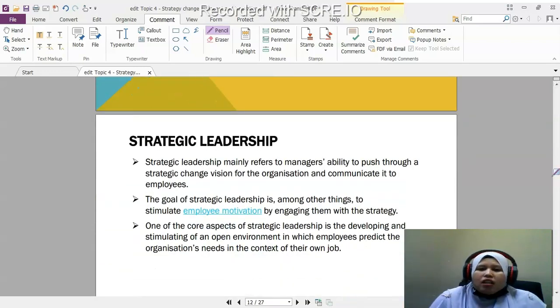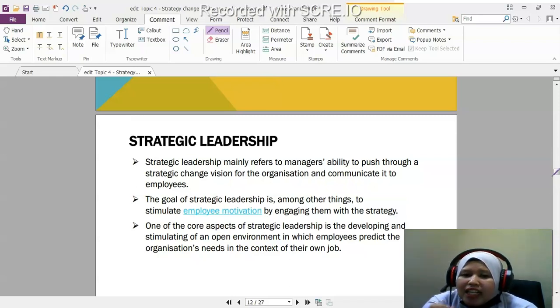Okay? And then the employee or the organization should have strategic leadership. Strategic leadership mainly refers to managers' ability to push through a strategic change vision of the organization and communicate it to employees. So there must be one person who leads the changes in order to communicate the change to other employees. The goal of strategic leadership is, among other things, to stimulate employees' motivation by engaging them with the strategy.